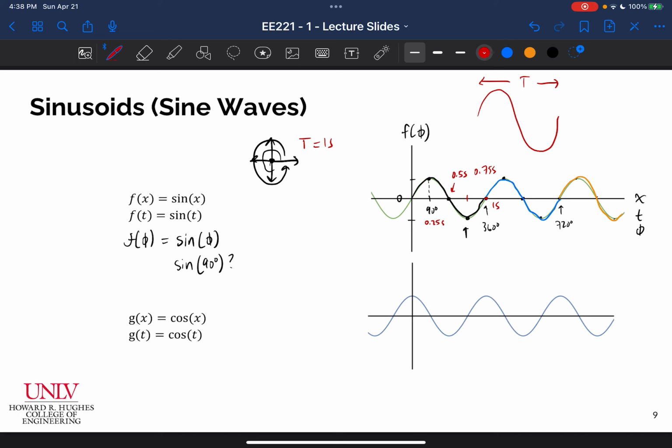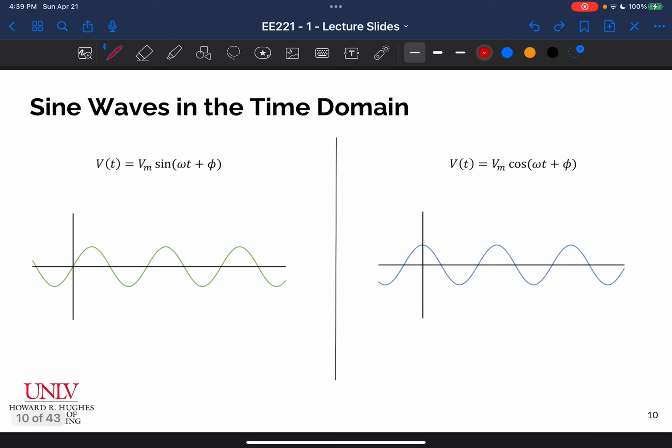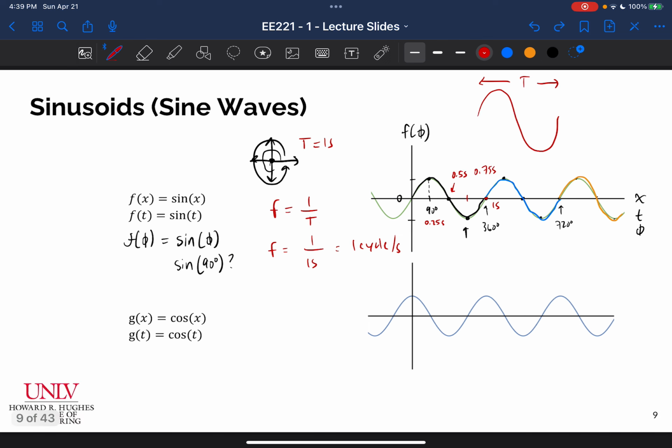The frequency of a sine wave is equal to 1 over the period, and it basically tells me how many cycles per second. So for a 1 second period, the frequency would be 1 cycle per second, right? That makes sense. So what if I made my period even smaller? Let's go on to the next slide. I guess I'm getting a little bit ahead of myself, but that's okay. Let me just explain it now, and then we can explain it again later.